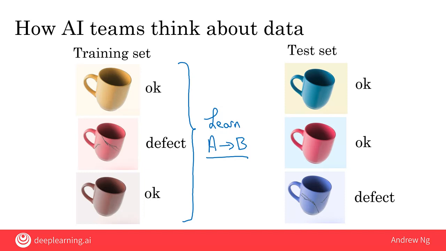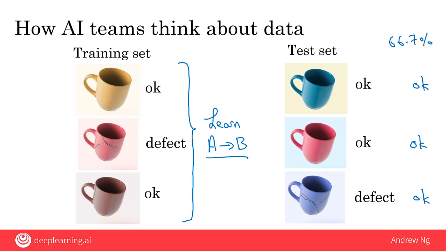The way an AI team will evaluate their learning algorithm's performance is to give the images in the test set to the AI software and see what the AI software outputs. For example, if on these three test set images, the AI software outputs okay for this, and also okay for this, then we would say that it got 2 out of 3 examples right. And so that's a 66.7% accuracy.